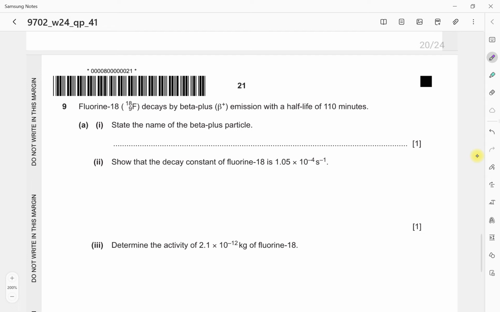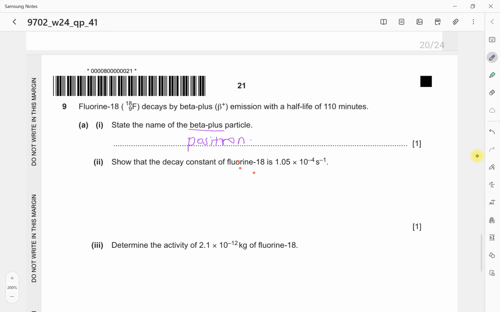State the name of beta plus particle. Of course, beta plus particle is a positron, I think. Positive electron, that is a positron. Positron, this is R.